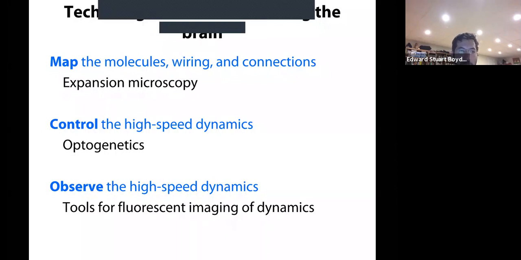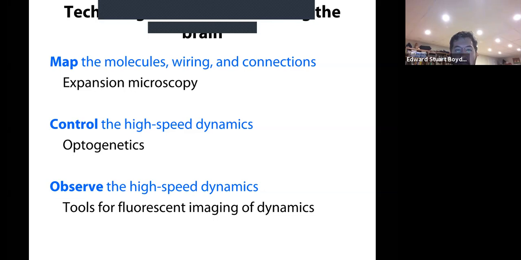Also, the high-speed signals within brain cells are very fast and drive processes like learning or Alzheimer's disease or emotions that can take place over very long timescales. So for each of these three problems, mapping, controlling, and watching, we have to build a new technology. And so today I'll tell you three short stories, focusing mostly on new things that we're trying to do about mapping, controlling, and observing.